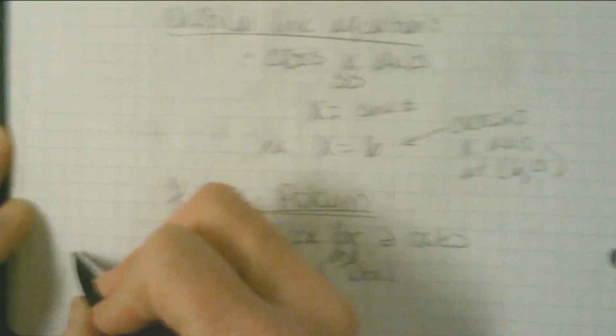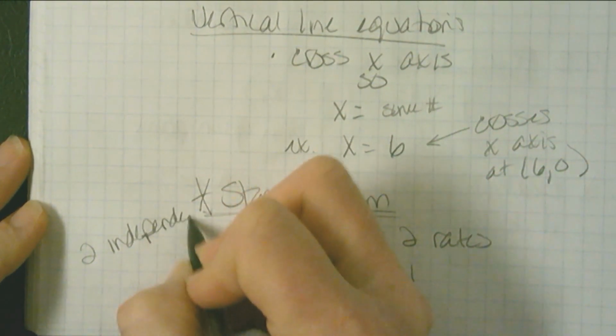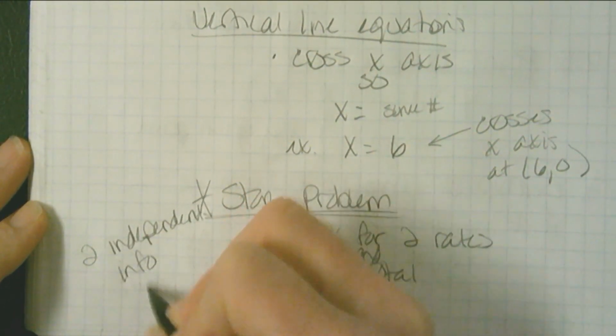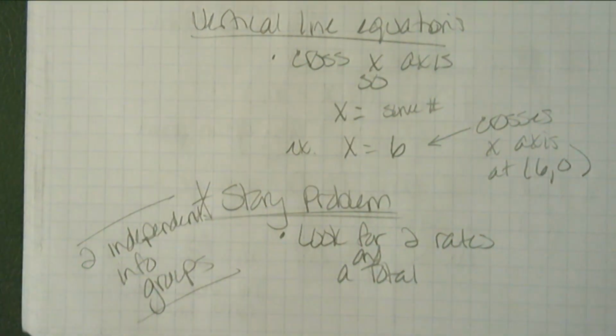Our information has 2 independent information groups, so x and y are both independent. Like we did the number of people in small vans and the number of people in large vans, or the number of vans you need. There's 8 people per small van, 12 people per large van. x and y are your number of large vans and small vans. One does not always depend on the other.